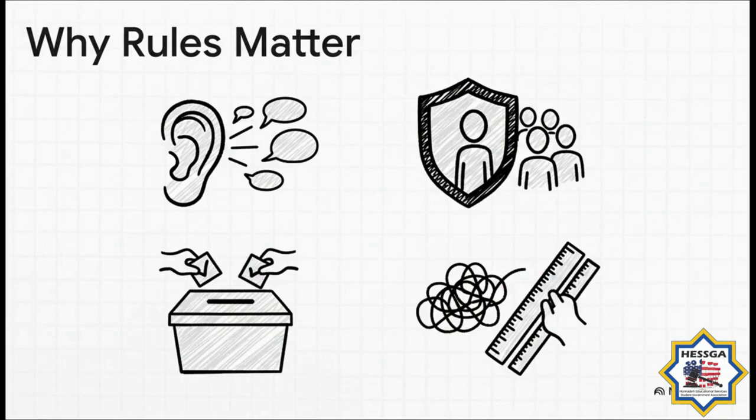A good system, a good set of rules, makes sure that every single person gets a chance to speak, not just the loudest people in the room. It actually protects the rights of the minority, so a brilliant idea from a smaller group can't just be ignored or steamrolled. And at the end of the day, it's what allows for truly democratic decisions and keeps the meeting focused and actually moving forward.